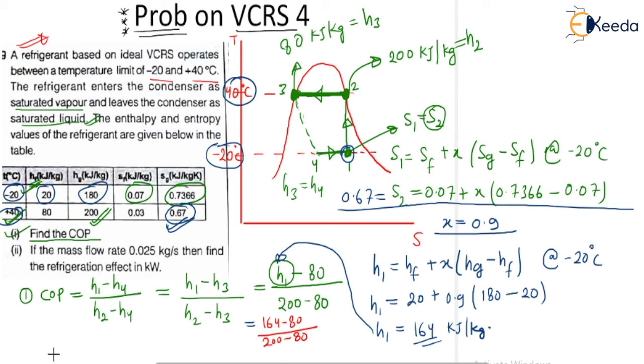Okay. So my dear friends, by solving this, the COP value is 2.33. So this is your COP value answer. Is it right? So by this way, we have to calculate our COP value. Now, if the mass flow rate is given, then you have to calculate the refrigeration effect.